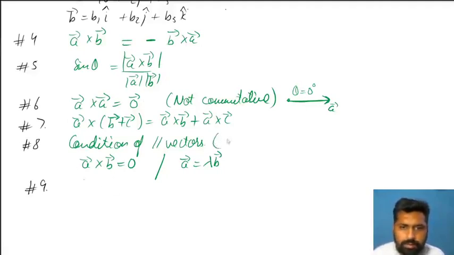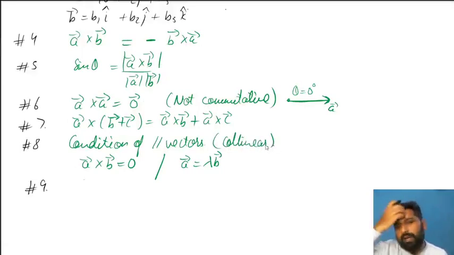Parallel can also be called collinear. Collinear also means parallel or anti-parallel. Anti-parallel means theta is 180. So even if theta is 180 degrees, sine 180 is still 0, so it's still the same condition. Whether they say parallel vectors or collinear, it's true. Now comes the application part.